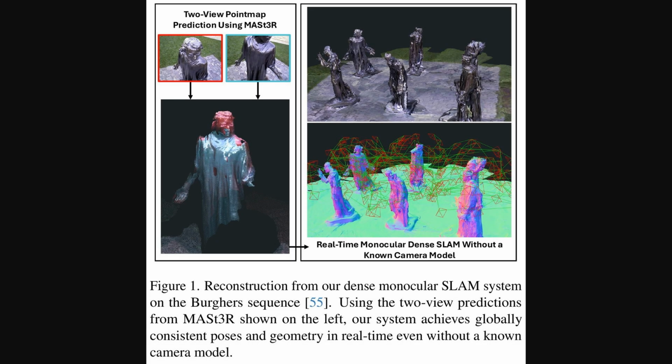Alright, so this figure here gives us a nice visual example of MASt3R-SLAM in action. On the left, you see the basic MASt3R prior working, taking two views of a statue and generating a 3D point map. Then, on the right, we see the full SLAM system's output on the burger sequence, showing a dense reconstruction of the scene and the camera poses, all done in real time.